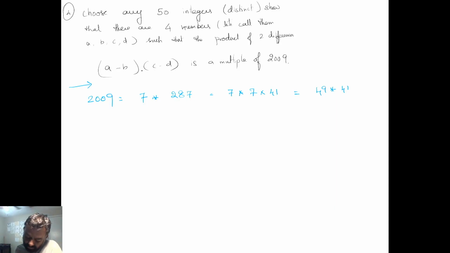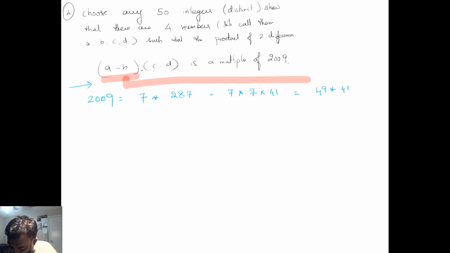Okay, so now let's try and understand this question. It's exactly similar to the previous one. Do you realize that if I want a minus b times c minus d to be a multiple of 2009, then I can find something such that there is an a minus b which is a multiple of 41, and a c minus d which is a multiple of 49, one is a multiple of 49, the other is a multiple of 41.